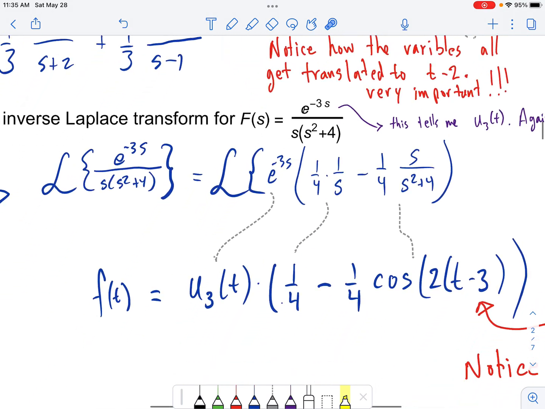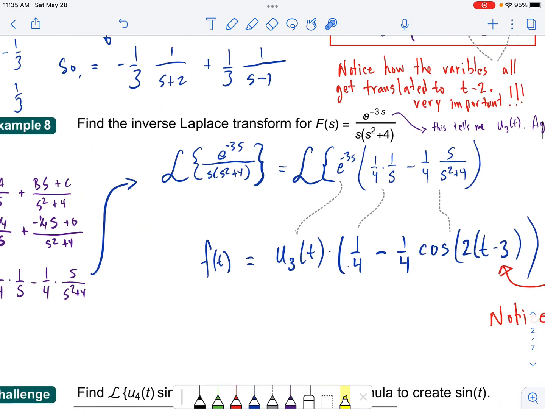So let's do one more here, and maybe the challenge problem is let's find the inverse Laplace of e to the negative 3s divided by s times s squared plus 4.